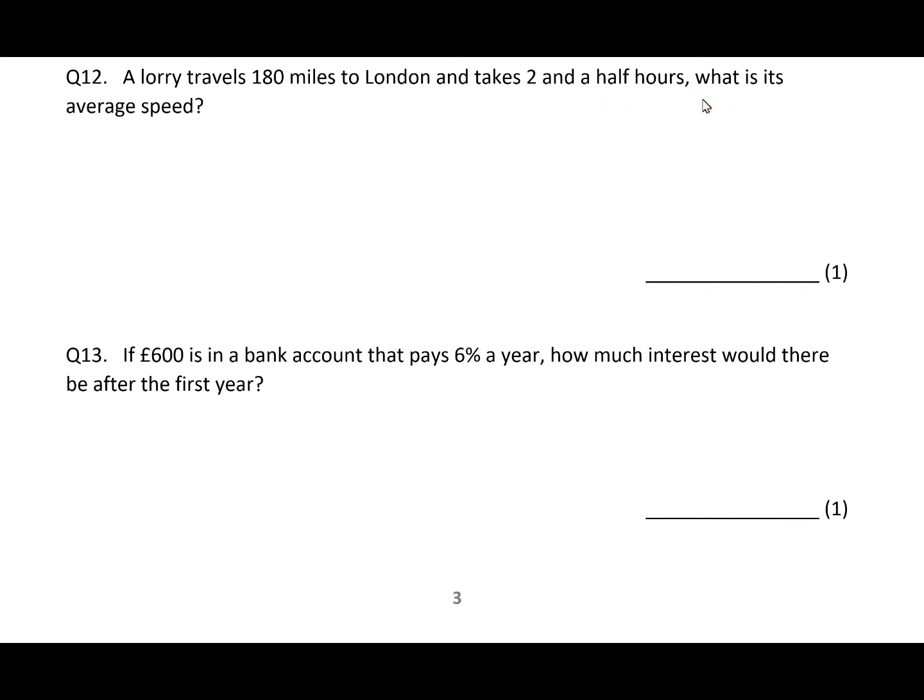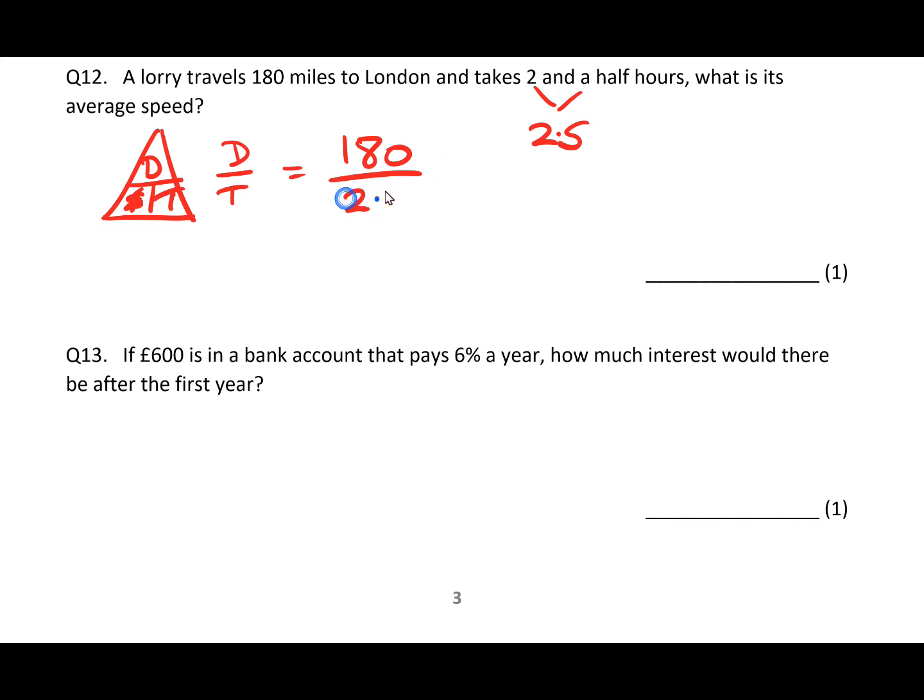What's its average speed? So remembering your speed, distance, time triangle, we know to work out the speed, we cover up speed, then we need to divide the distance by the time. So the distance is 180 miles, and 2.5 hours is 2.5. We have to convert it into decimal time. So it's 180 divided by 2.5.